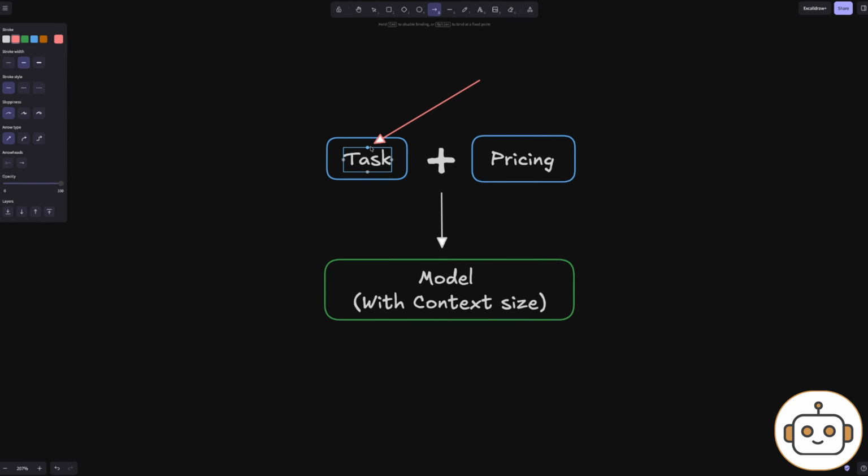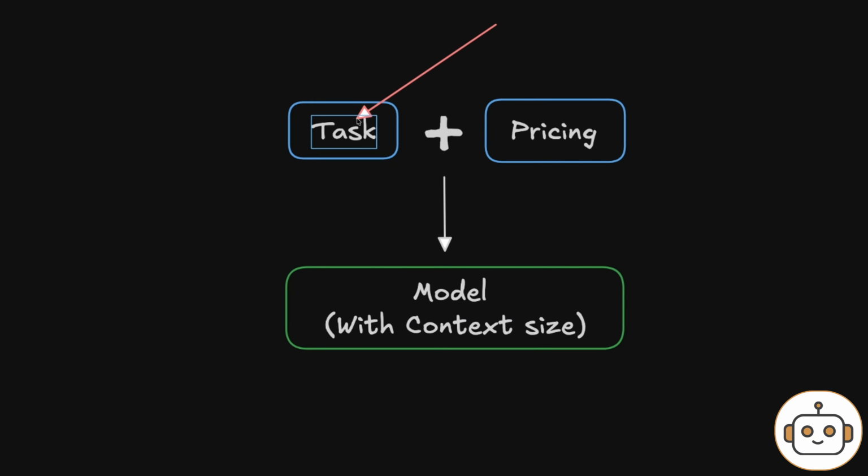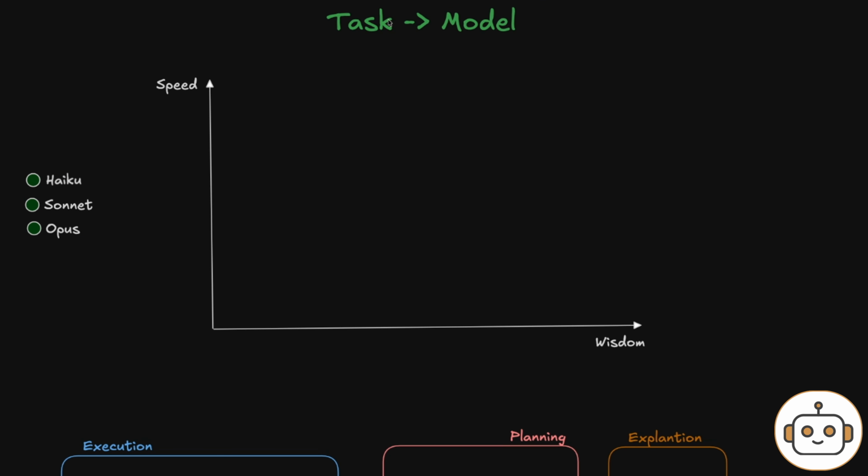There are two factors for picking the right model. The first one is the task we want to execute. If we want to plan a new feature, we'll use a different model than if we want to do some small UI improvements. And the second one is the pricing. If we had unlimited resources, we could just go with the smartest model that is available on Claude Code, which is the Opus model. But unfortunately, we're not in this situation and we don't want to waste all of our tokens in one prompt. So let's focus on the first factor, which is the task.